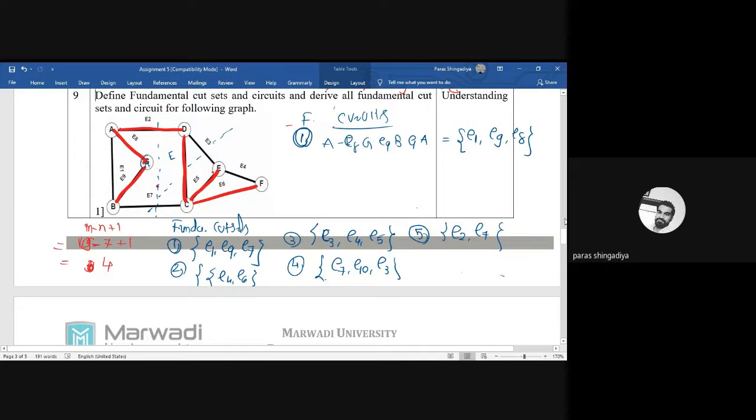In these 3 edges we have only one chord, and the rest are the branches. For a fundamental circuit, you have to take only one chord and all the rest should be branches. In the circuit we consider only one chord and the rest of the edges are branches. Is it clear? Any confusion? Okay. Now find another answer.